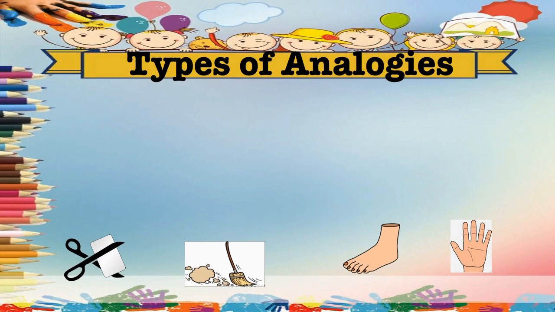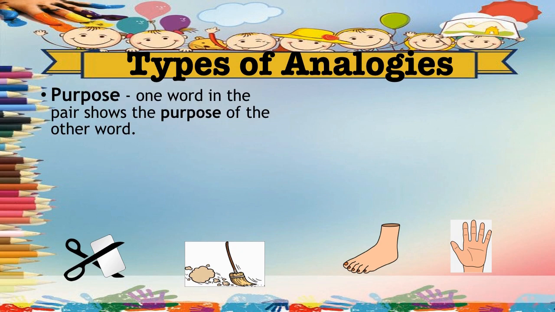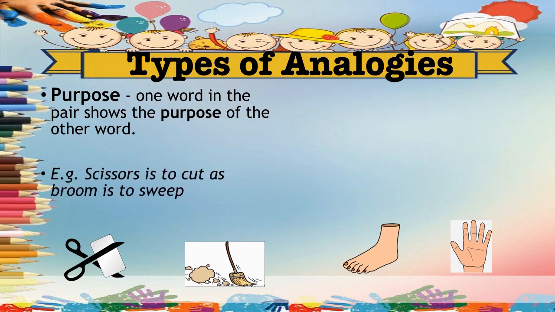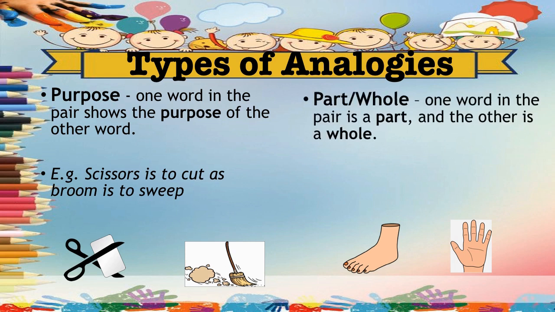The first one up for grabs is purpose. This is when one word in the pair shows the purpose of the other word. For example, scissors is to cut, as broom is to sweep. The purpose of a scissors is for cutting. The purpose of a broom is for sweeping.